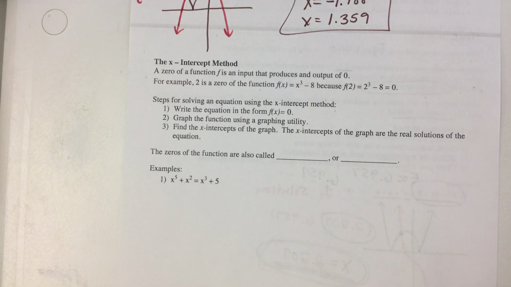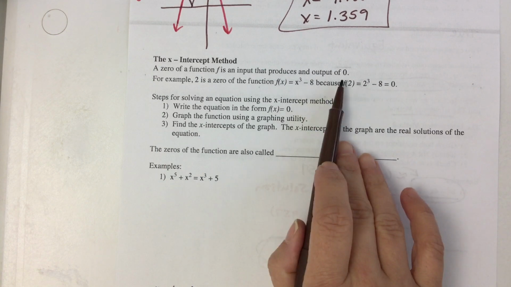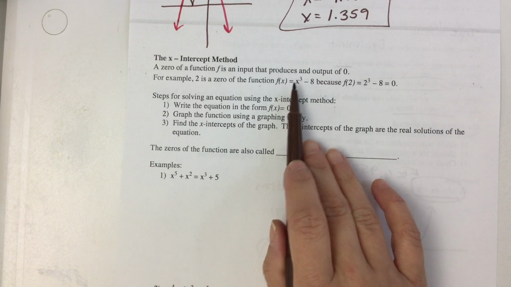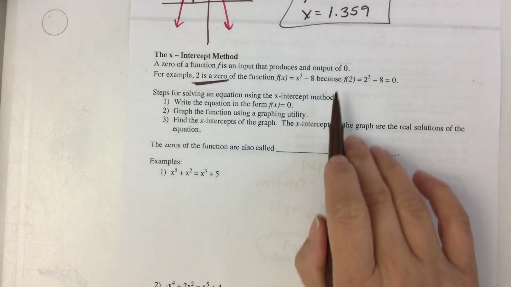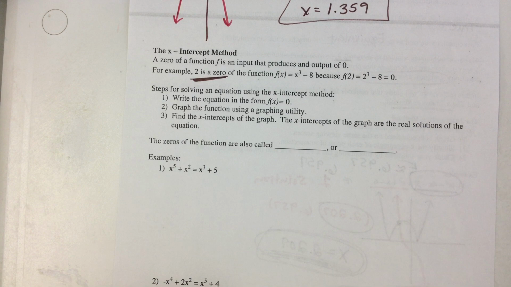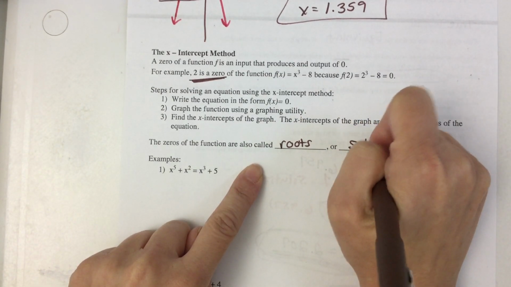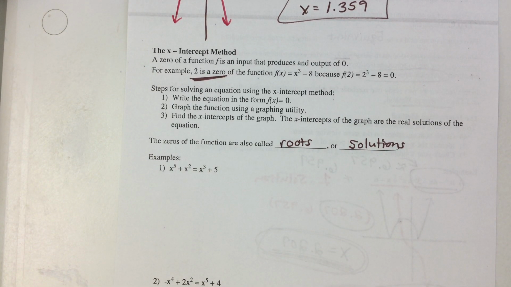A zero of a function means that if you put a number into that function, the output ends up being zero. For example, if I have x cubed minus 8, 2 is a zero of that function, because if I fill a 2 in for x, I end up with a 0. Zeros of functions are also sometimes called the roots, or the solutions. It's the location where, when you graph something that's set equal to 0, your solutions are going to be where the y value is 0.